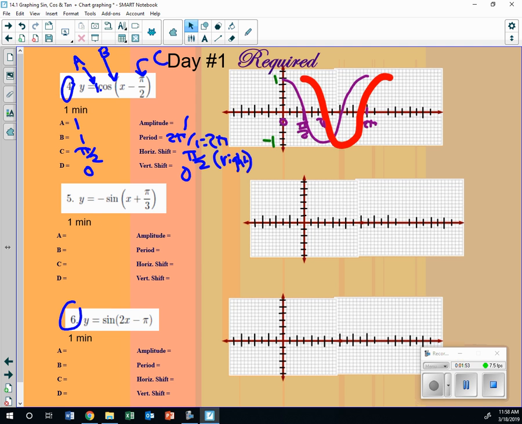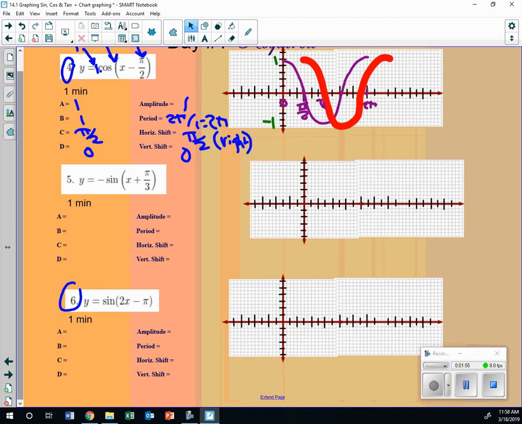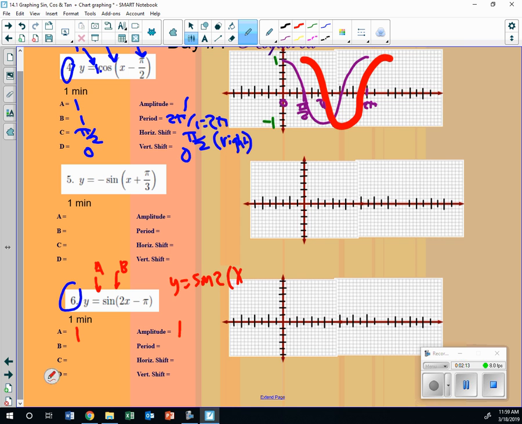I'll let you do number 5. Let's go to number 6. In 6, you still have A as 1, and amplitude is 1. But for B, you're going to have to factor out first. So this is going to be y is equal to sine 2 times x minus pi over 2. If you're having trouble figuring that out, what I like to do is ask, 2 times what equals pi over 2?